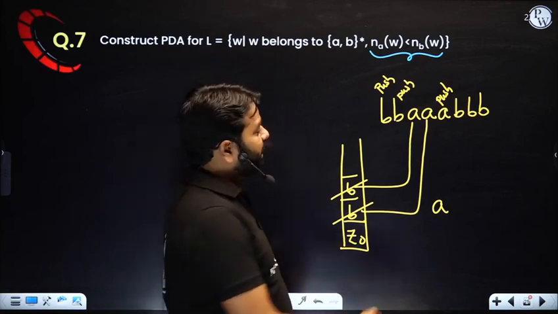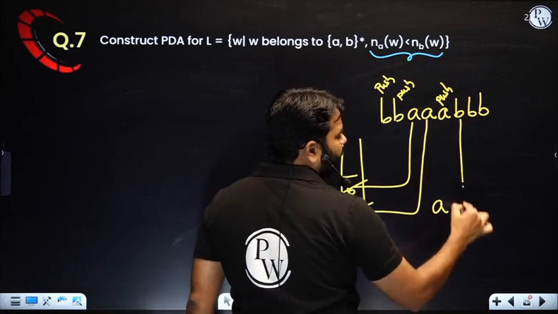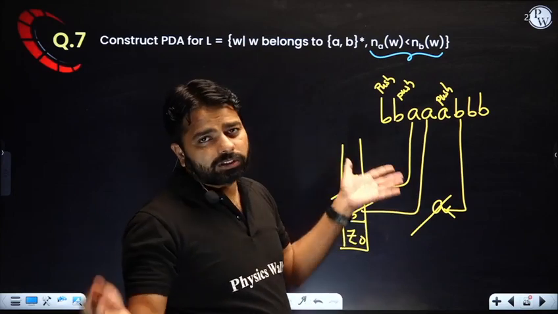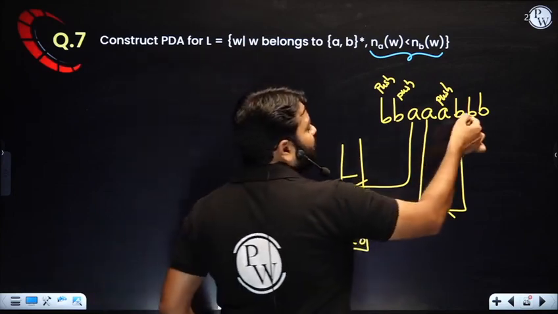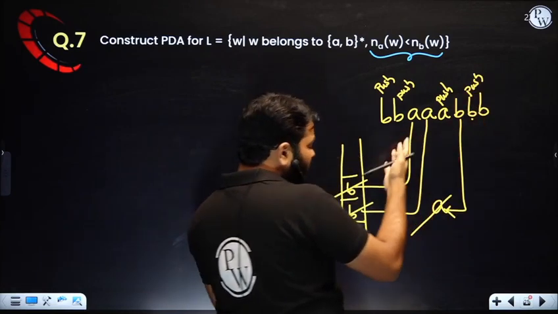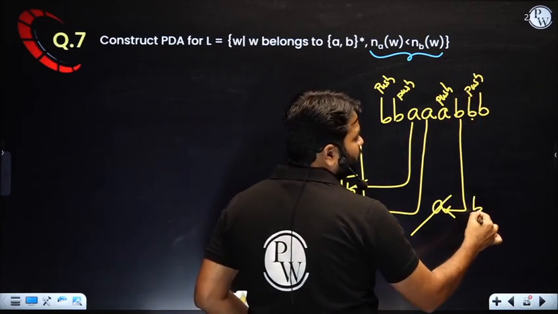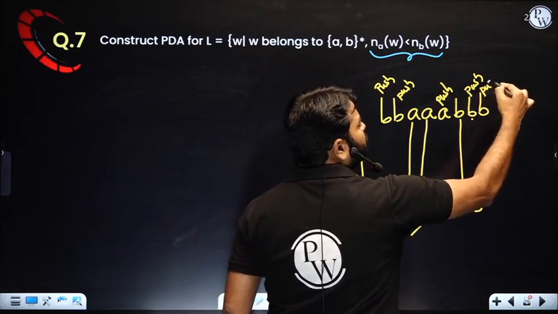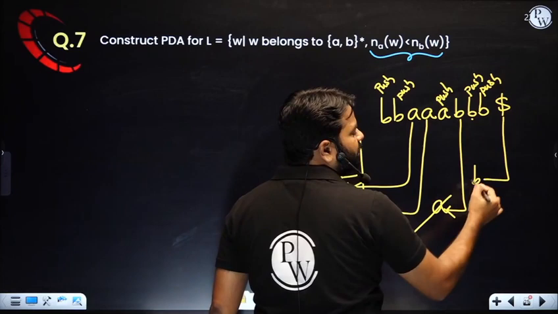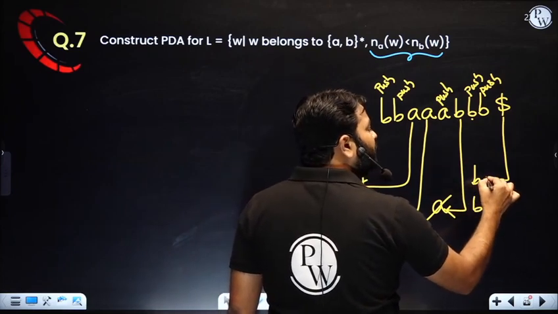And then B, we pop. We can't push the B because A was already there in the stack. Now when this B comes, we have to push. Why? Because nobody is there in the stack, so we have to push. And this B also we will push. And dollar comes, who is there? B. So it means B is more.